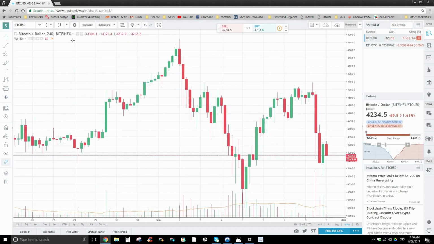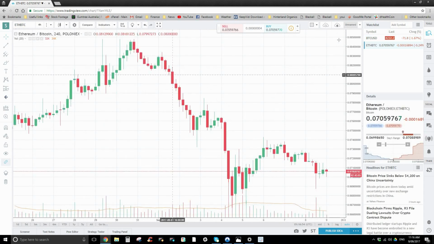So if I click the top one, the chart goes back to the Bitcoin US dollar, and that's the chart here, or the Ethereum versus Bitcoin. So you can just add as many different comparisons down on your watch list there and have them there.